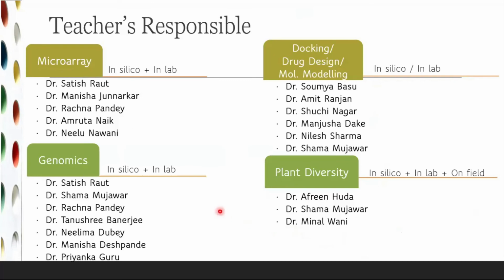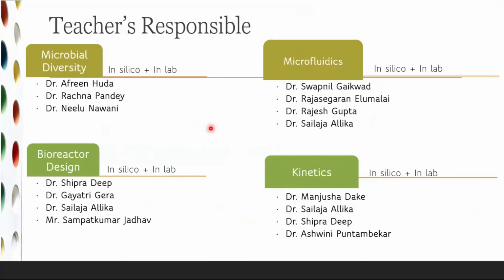And there are teachers who are responsible for each area. So the teachers have been listed over here. So you have a group of people in microarray, which can be done both in silico and in lab. Similarly, you have a group of people in genomics and plant diversity and molecular modeling. And each of these can be done in silico, in lab, or on field. Then again, continuing this, you have microfluidics, kinetics, bioreactor designing, and again, each of these can be done either in silico or in lab.